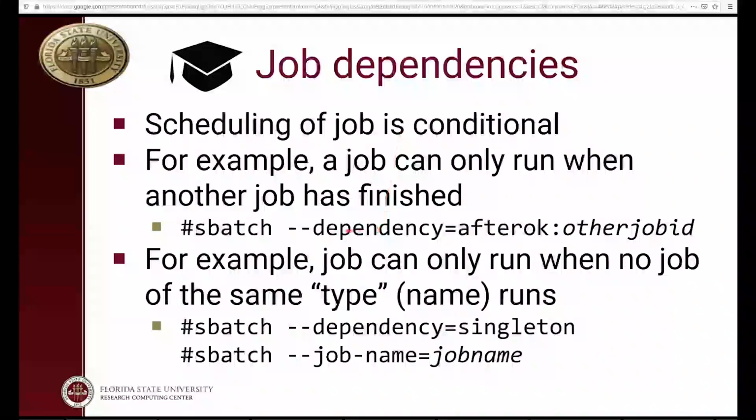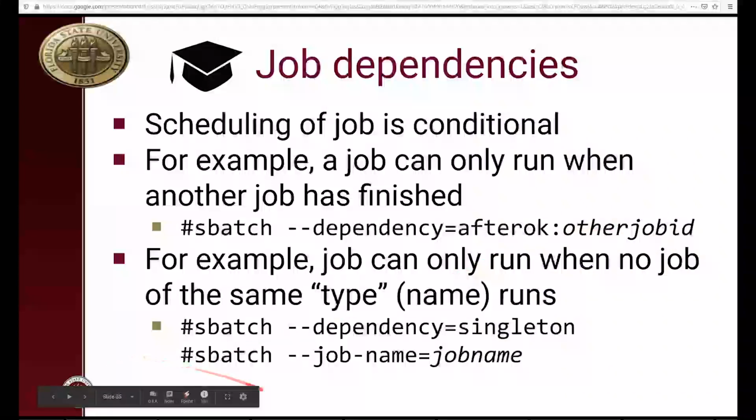Now there are multiple dependency types, but the one I mentioned is called afterok. Afterok means just run this job after the other job, with this job ID, finishes successfully. So if the other job failed, this job will never run, and it will just hang there in the queue and give a dependency error.